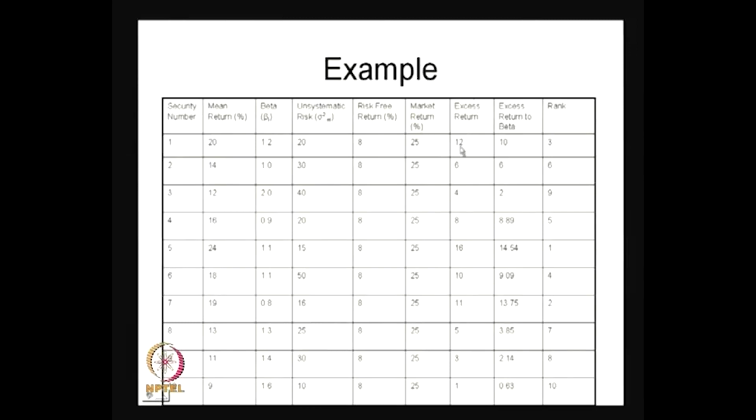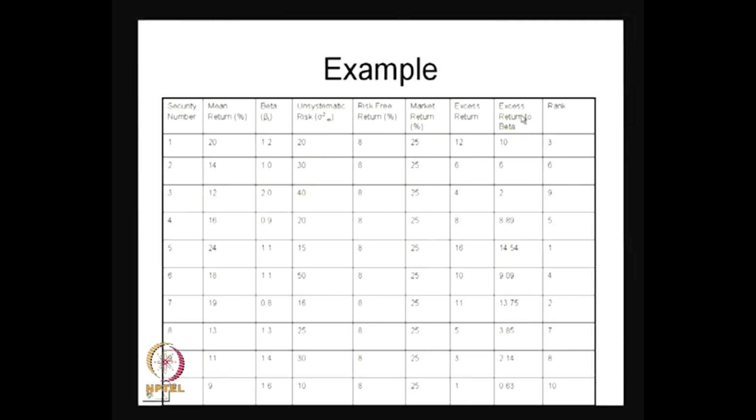And this is your excess return, which is 20% minus 8% is 12%, 14% minus 8% is 6%, like that. This is the excess return these particular assets are getting. This is your excess return to beta, where we have taken the beta as 1.2, your excess return is 12, 12 by 1.2 is 10, like that. 6 by 1 is equal to 6, 4 by 2 is equal to 2, like that. This is your excess return to beta ratio.